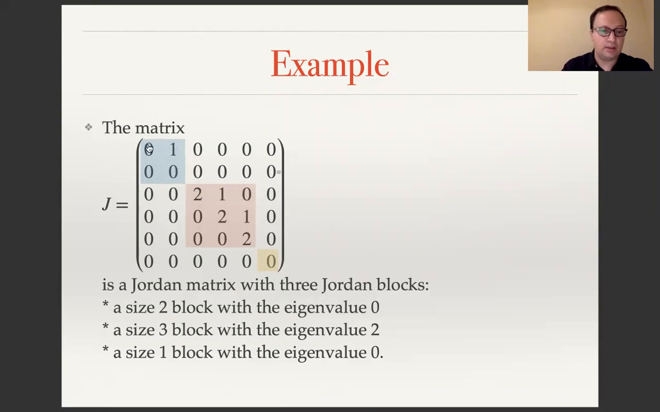So this 2 by 2 block here is a Jordan block of size 2 with the eigenvalue 0, and it's drawn in blue. Then this block here is a 3 by 3 Jordan block with the eigenvalue 2, and is drawn in red. And finally, we have a block of size 1, which contains the eigenvalue 0. And everywhere else, as you see, the Jordan matrix has zeros.